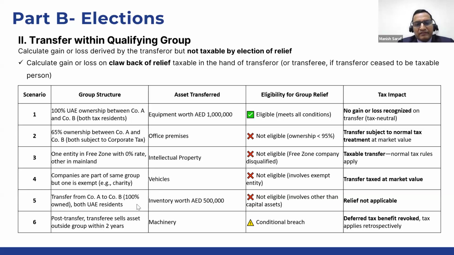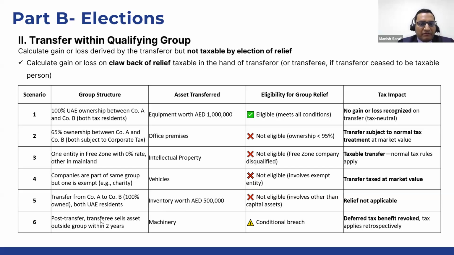Now the next category is C. If you see, A and B hold 100% common, and they are both resident in the same scenario. Though they made the qualifying group, now what is happening is there's a transfer of inventory from company A to company B. Now this is a revenue item. This transfer within a qualifying group is only applicable in case of a capital item. This being a revenue item, you will not be eligible to get the relief under the qualifying group. I mean, if there is any gain, then it has to be taxable.